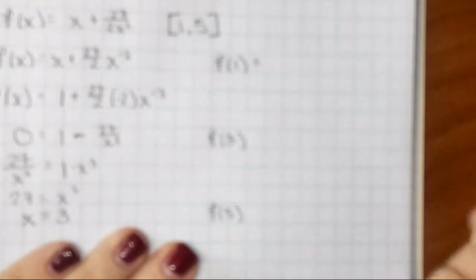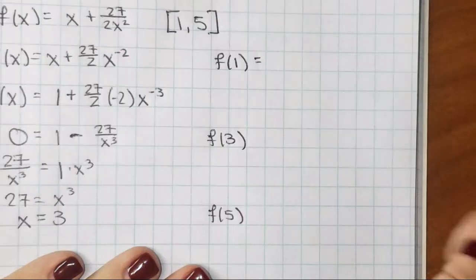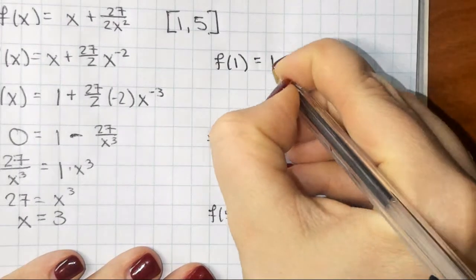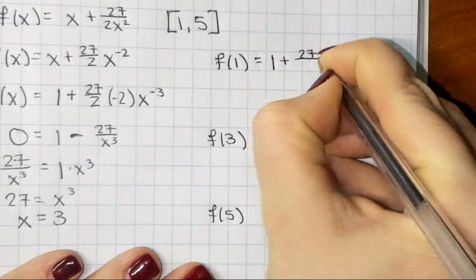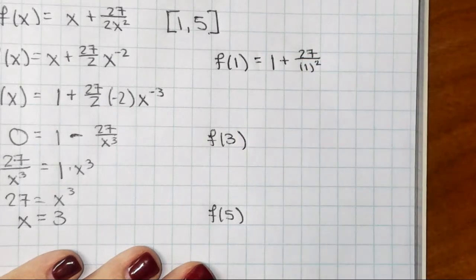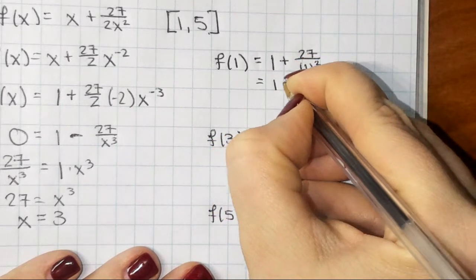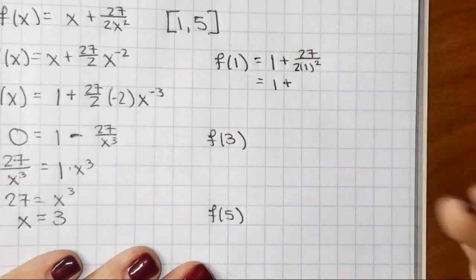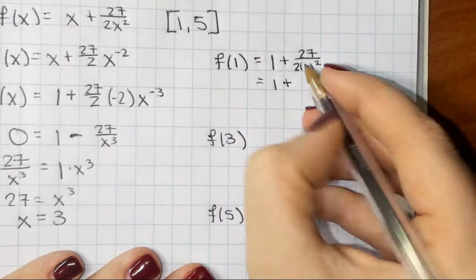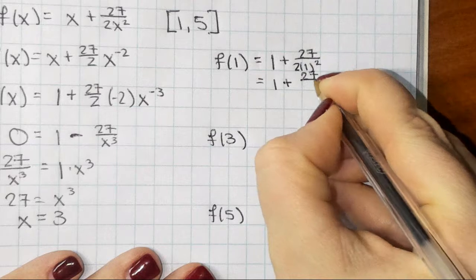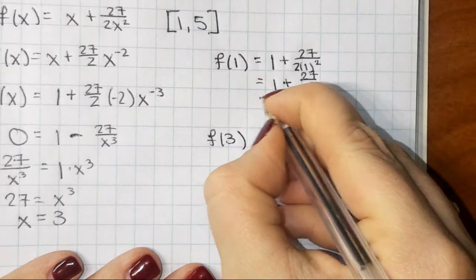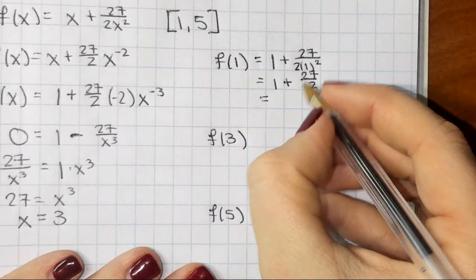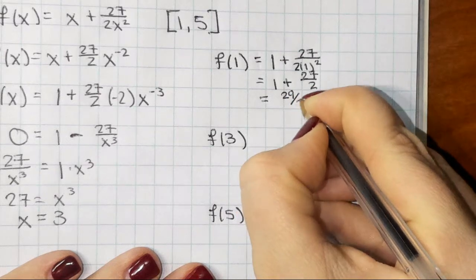Okay? So f of 1 will just be equal to 1 plus 27 over 2 times 1 squared, yep. So 1 plus 27 over 2. If I want to think about it in terms of a fraction, it's just going to be 29 over 2. That's what f of 1 is.